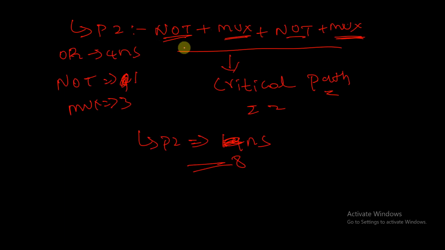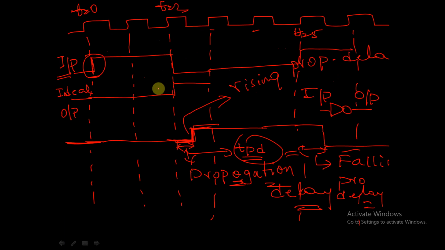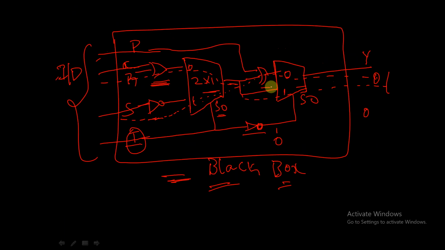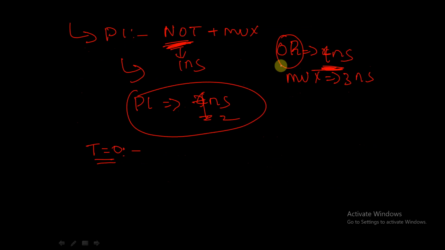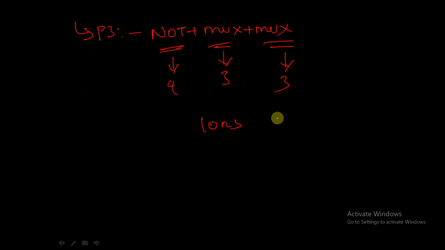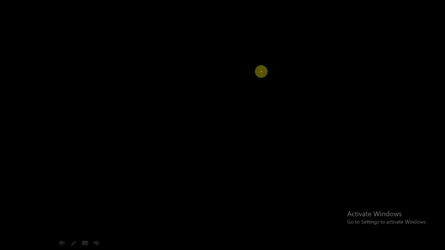Actually, I've done something wrong. Nothing, just here, instead of calculating this NOT gate delay, I had kept the OR gate delay. That's it. So no problem in that, just a value changes. I hope the concept is clear.